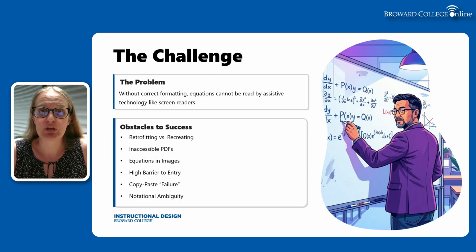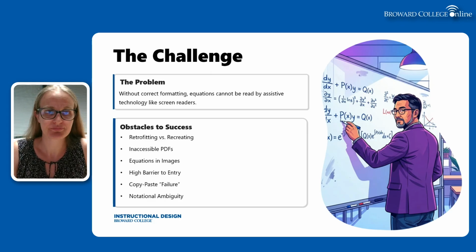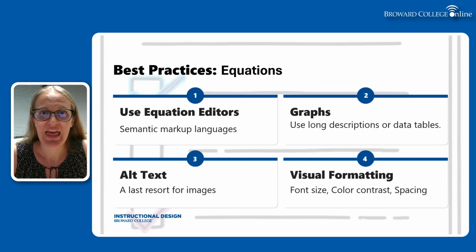Finally, notational ambiguity of what a particular symbol means in a particular context can make it challenging for a screen reader or an assistive technology user to know what is meant by that symbol in that context without having the broader context of what the meaning of that symbol is. But we have some best practices that can help you navigate through these obstacles.